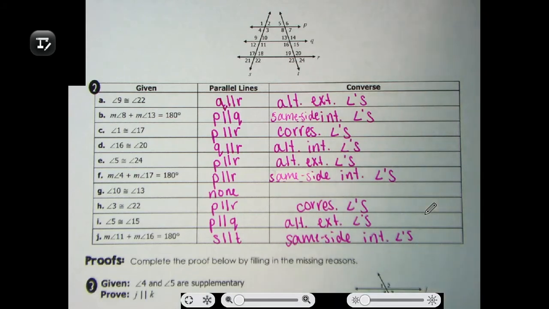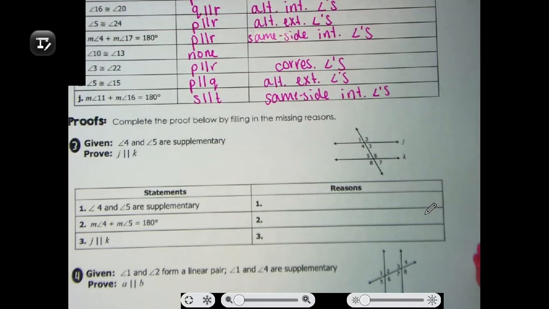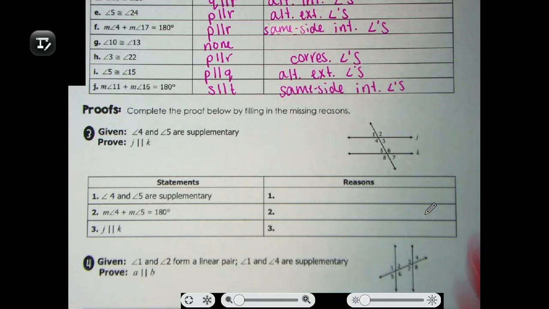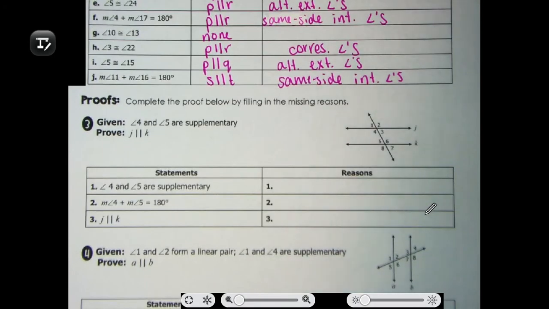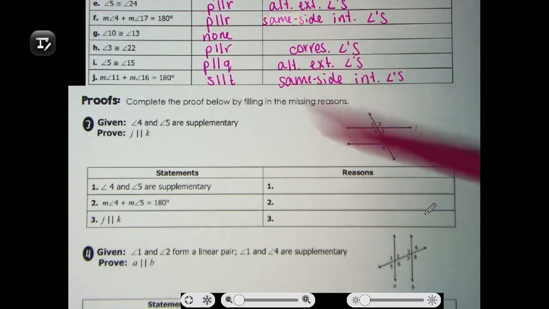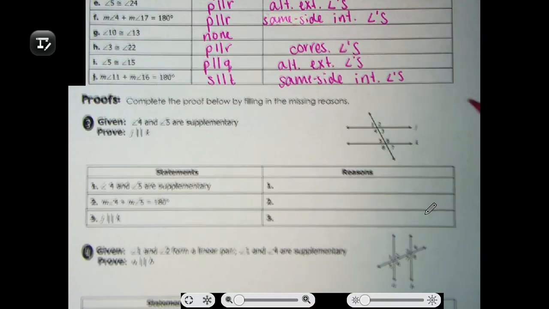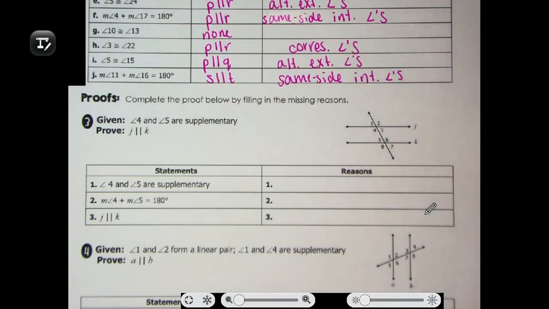All right, let's take a look at some proofs. So what is a proof? What's a two-column proof? You're going to see them down here. With a proof, we need to prove that something is true. So in this case, we need to prove that these lines are parallel, and we'll be given some sort of information. For you, doing a proof like this, you're always going to have a drop-down menu of options of what to fill in. You're never going to have to come up with these reasons on the spot.